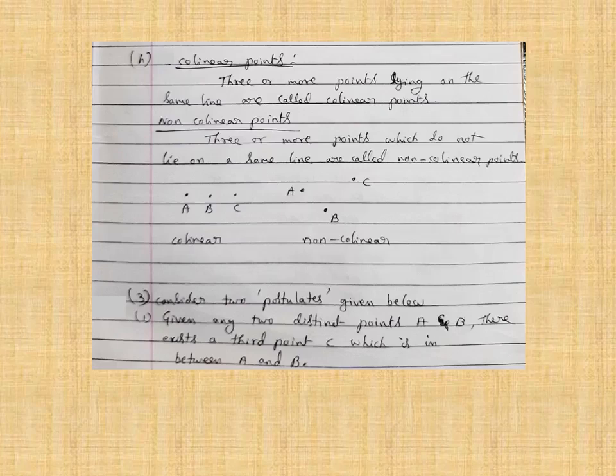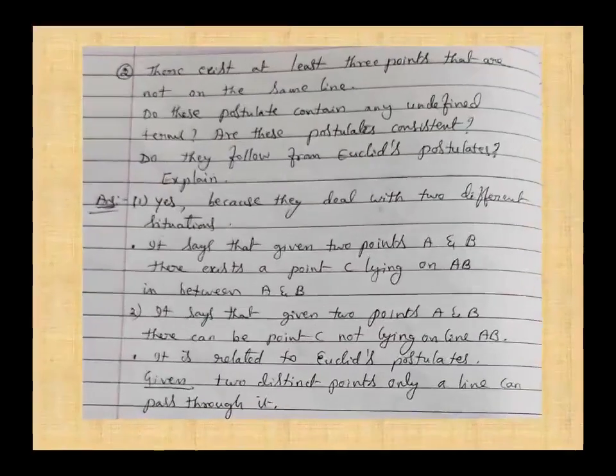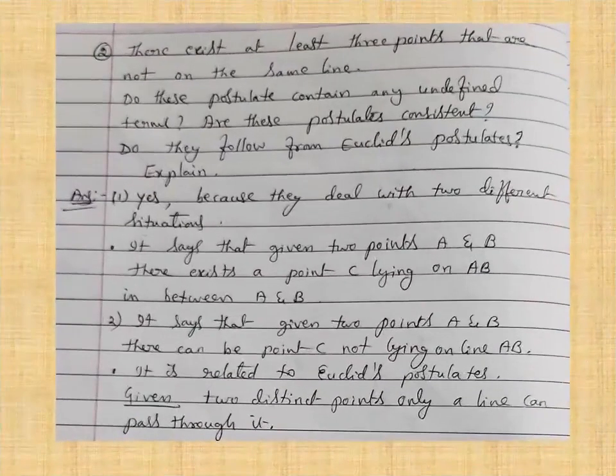Next, consider two postulates given below. Given any two distinct points A and B, there exists a third point C which is in between A and B. There exist at least 3 points that are not on the same line. Do these postulates contain any undefined terms? Are these postulates consistent? Do they follow from Euclid's postulates?